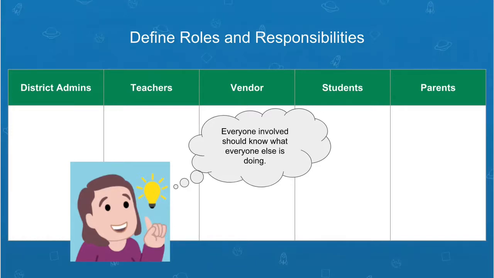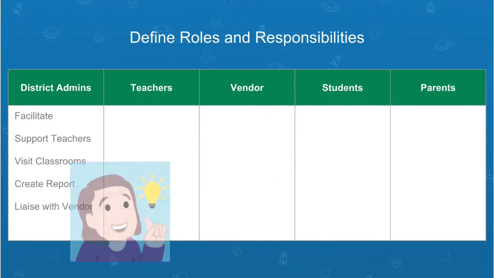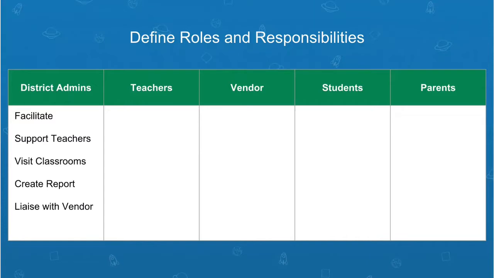And we should try and be as specific as possible. So let's see how Janice filled out these roles. Let's see what functions she's assigned to the different roles in her pilot. So Janice's role is largely that of facilitation. She's going to be involved in some of the data collection process, and after everything is said and done, she'll be the one creating the report, and she will also liaise with the vendor.